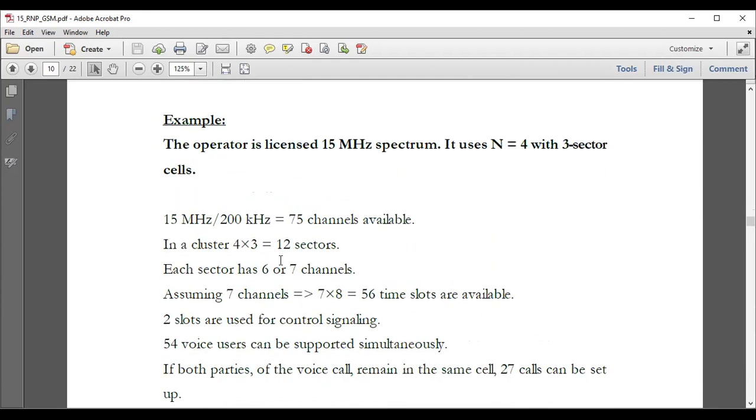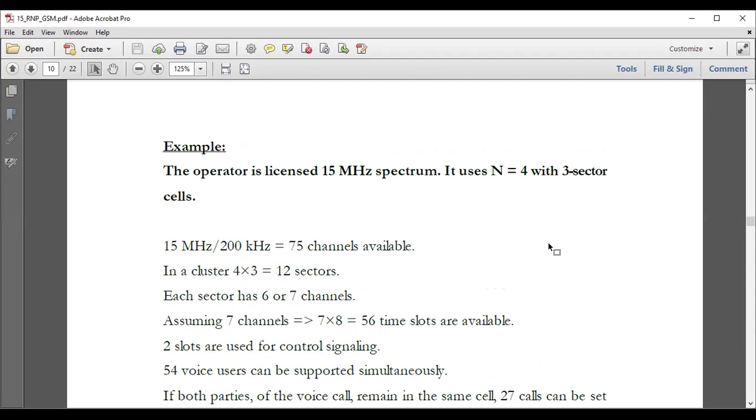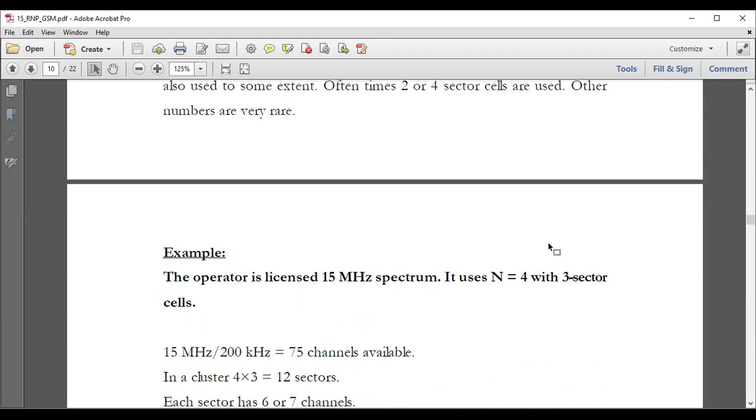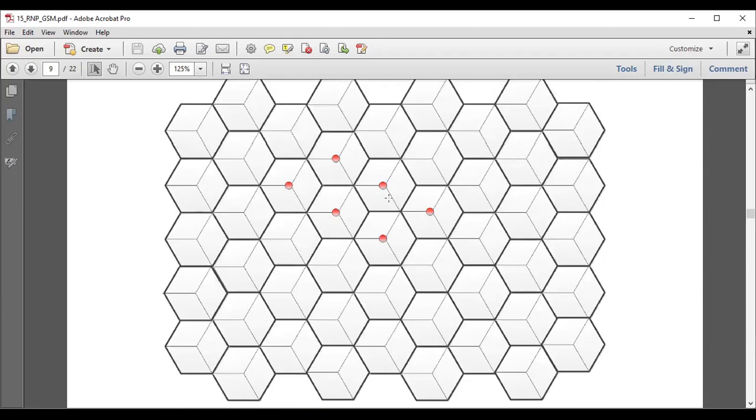Okay, now let's use an example. The operator has a 15 megahertz spectrum from the government. Now it uses N equals 4. N means the cluster size. You have 4 cells in a cluster. But now we are showing that we also have 3 sectors in every cell.